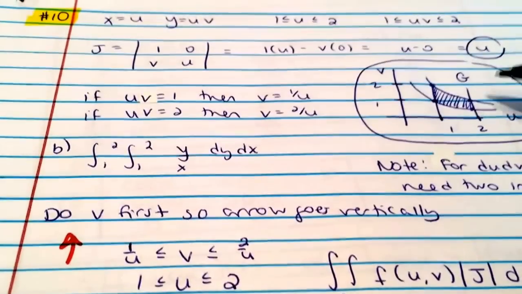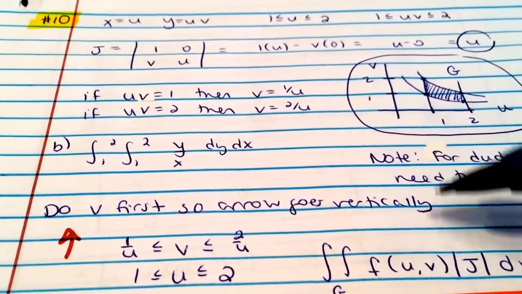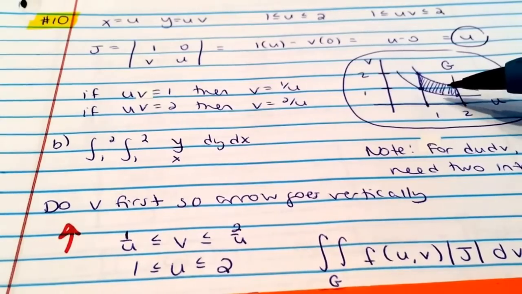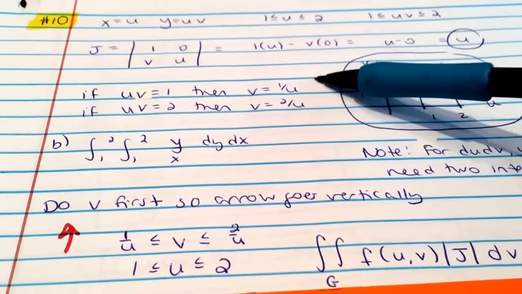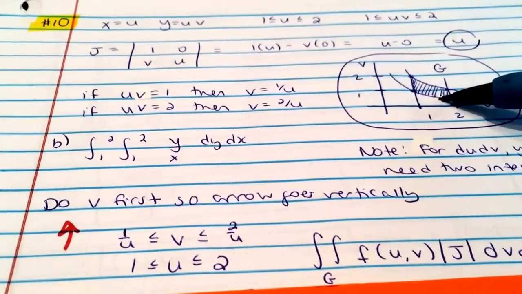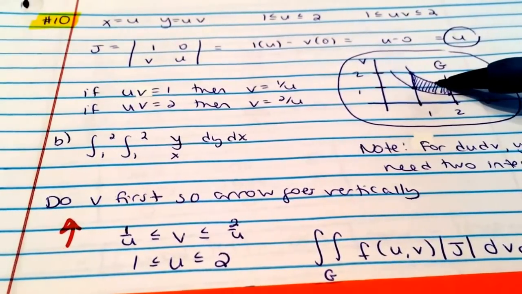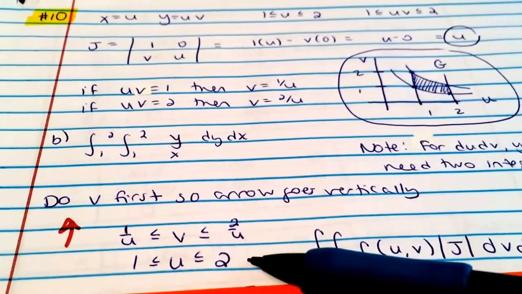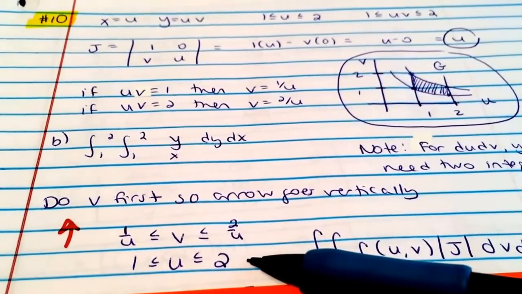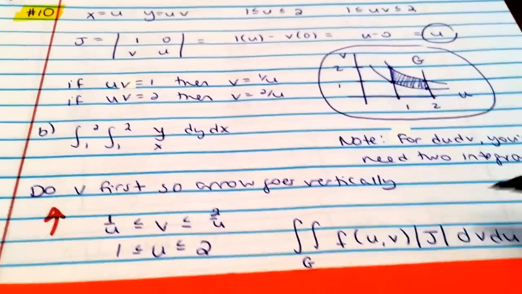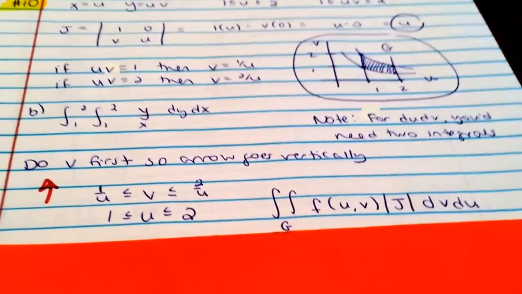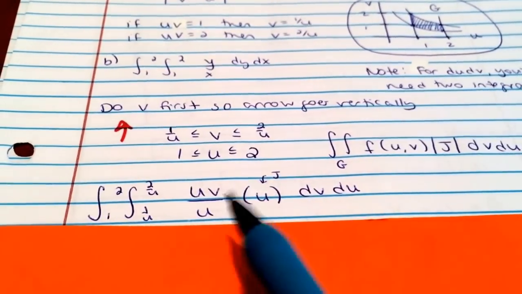All right, so if I'm going to do it vertically, the v's would go on the inside, so they can be v equals a function of u, which I've already got here. So on the bottom is 1 over u. On the top is 2 over u. And then the u stays between 1 and 2. So that's going to be my new bounds. This is the form that I'm using. I just wrote this so you don't forget the Jacobian, because it's easy to forget the Jacobian. All right, so here's my new bounds.